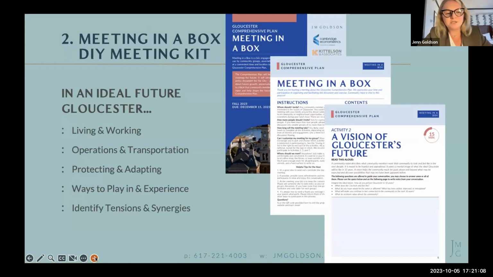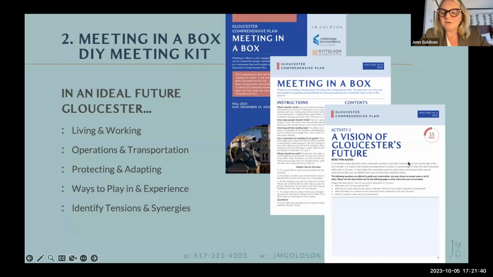All right. And so I just want to give you some examples of what's in the meeting in a box. Again, we're launching this next Friday. There are pretty detailed instructions for the host, because we really want to support you. We give you lots of advice, helpful tips for how to host it. We give you a sign-in sheet. We walk you through each of the questions. And one of the first questions, I don't have it on the screen, is where are Gloucester's special places? That was one of the activities in the forum as well.